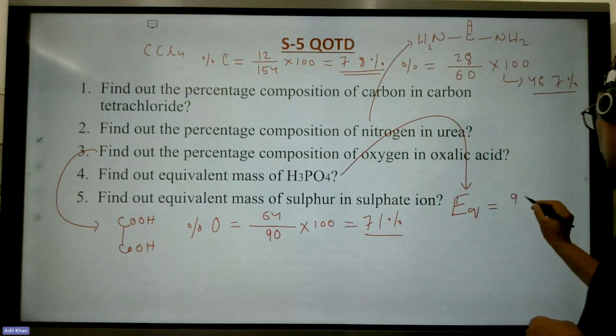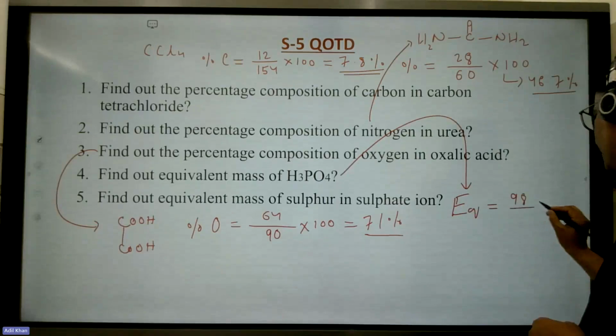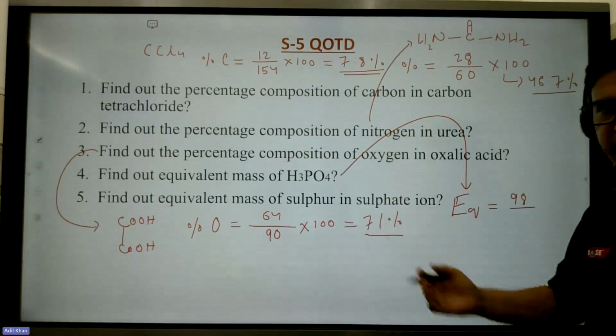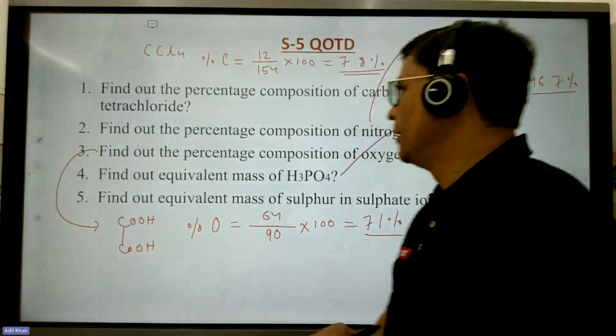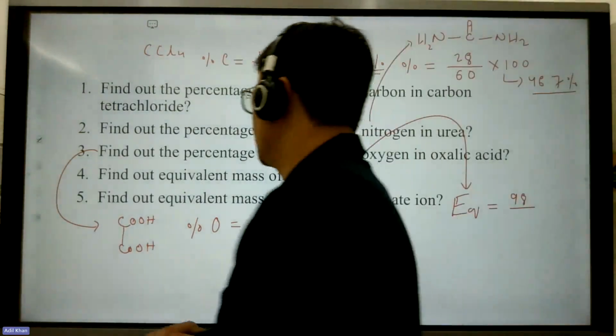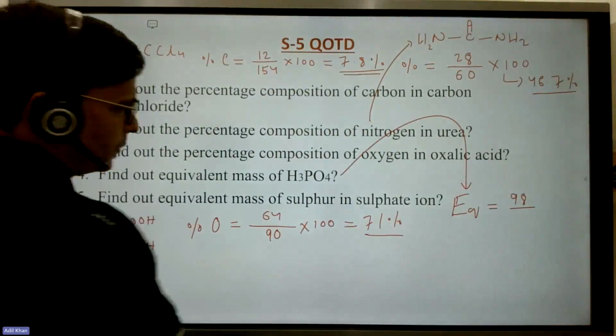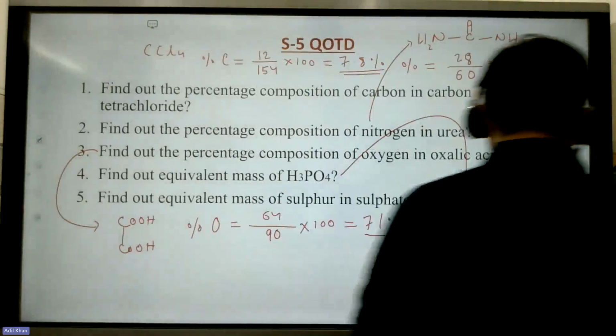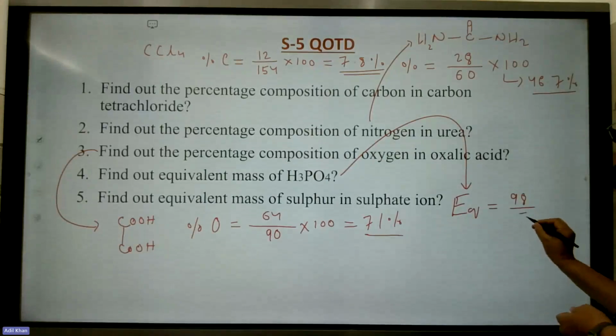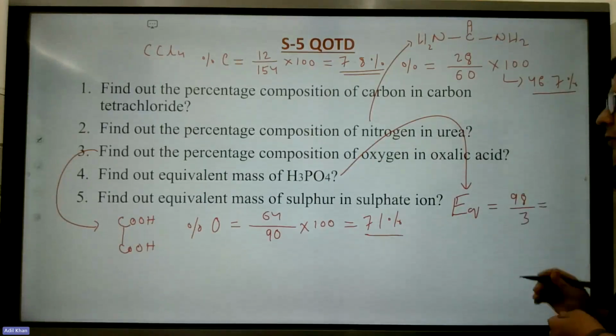So you will be writing the total molecular mass 98 divided by, since it is an acid, you have to look for how many H plus ions it is producing. For that, you must know the structure of H3PO4. Total 3 H plus ions it will generate. By looking at the structure only, you can identify this.